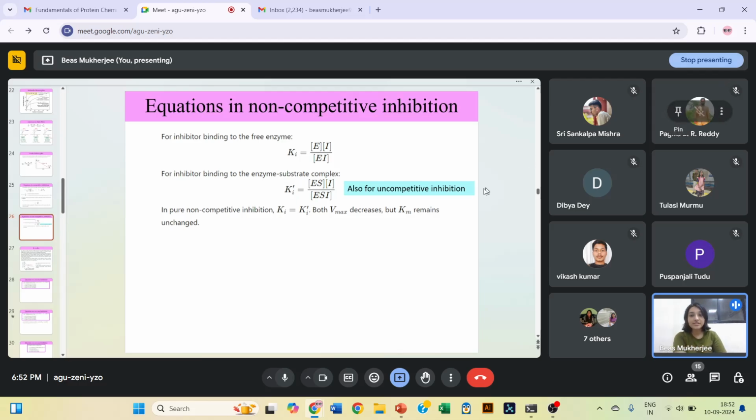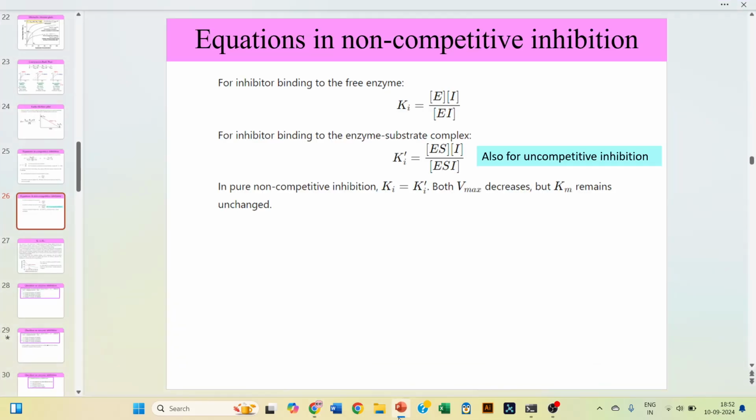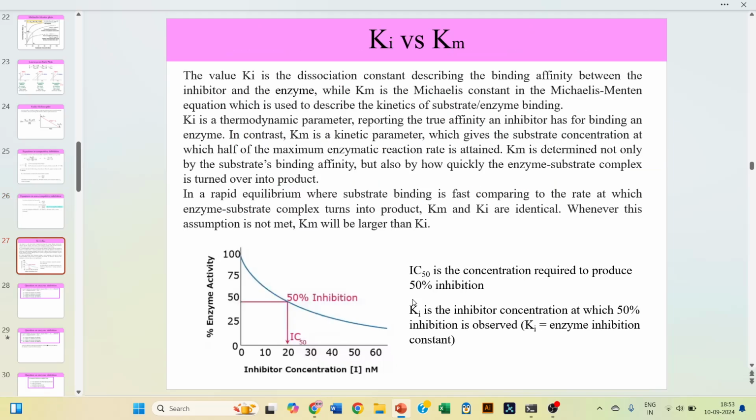Right. So what happens is, even your Ki, you can see that in both the cases it is Ki and Ki apparent, and these two equations are different, and therefore you can see that finally your Vi is also going to be different in both the cases. Okay. Now we come to something interesting, and that is Ki versus Km.